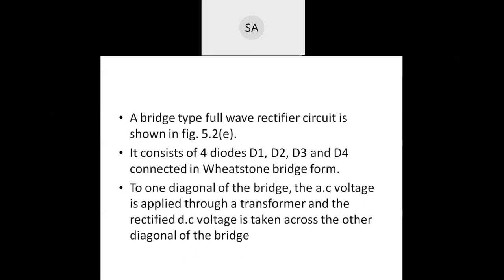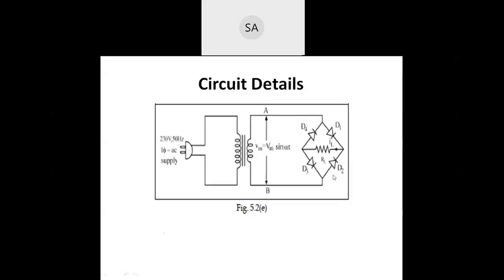It consists of four diodes D1, D2, D3 and D4 connected in Wheatstone bridge form. So this construction looks like the Wheatstone bridge which we use to measure resistance. Whether we discuss the topic is bridges.